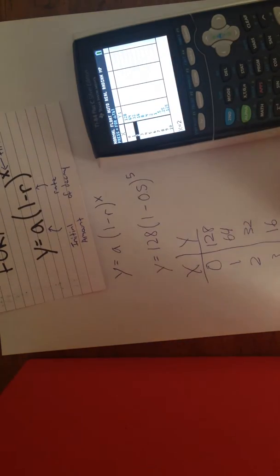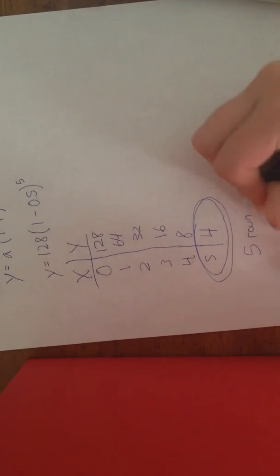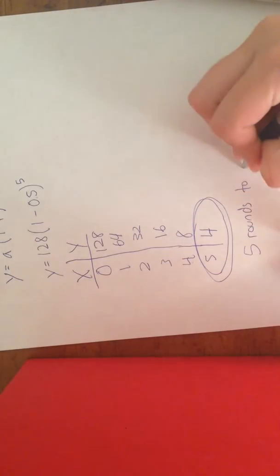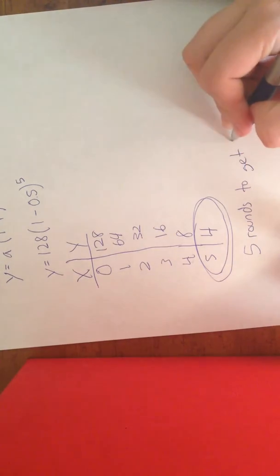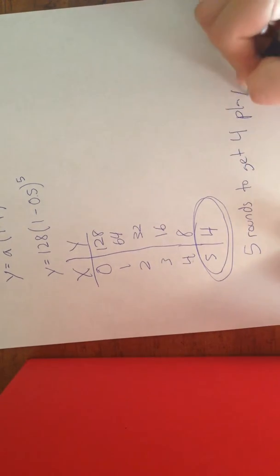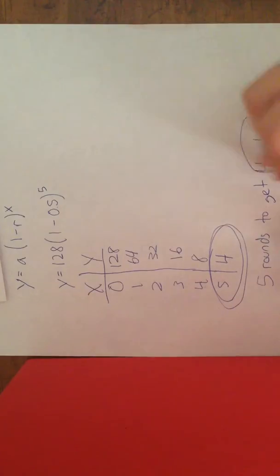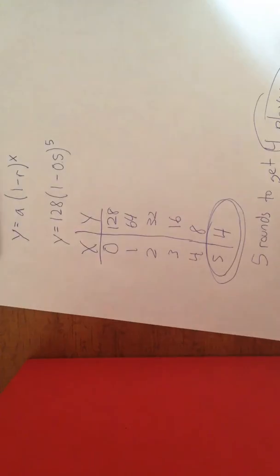It's going to take 5 rounds to get 4 players. So that right there is our answer. 4 players are going to remain after 5 rounds.